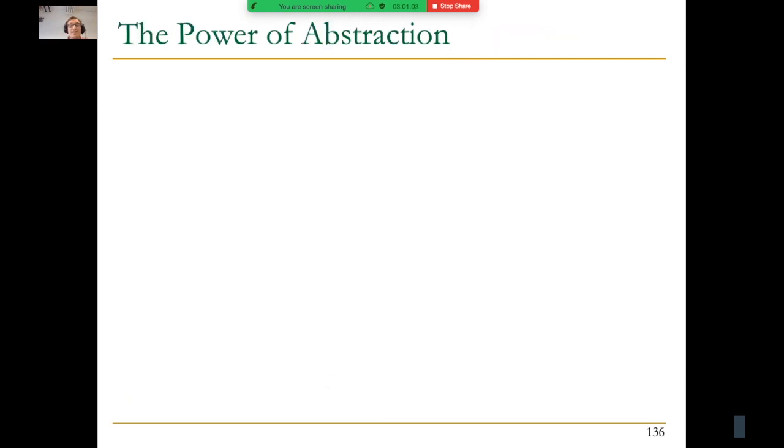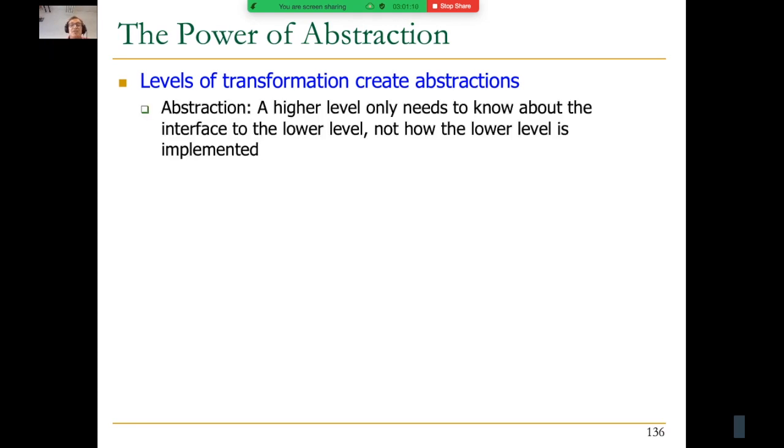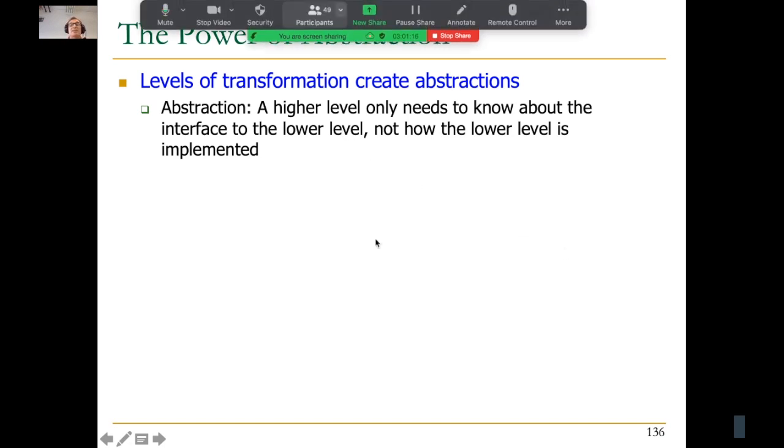So why are these transformations layered there? Basically, these levels of transformation are actually good because they create abstractions. What's an abstraction? Basically, a higher level only needs to know about the interface to the lower layer. They don't need to know about what happens at the lower level and what is implemented there, which is really nice because now you can keep your sanity, right?